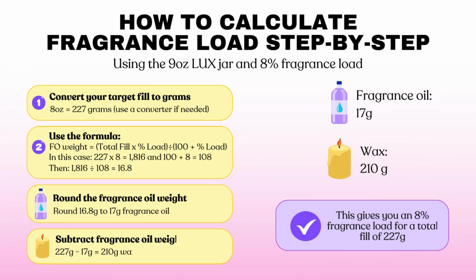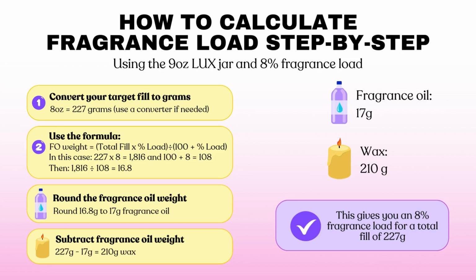Let's break down how to calculate fragrance load using a real-world example. I love the 9-ounce Luxe candle jars from Village Craft and Candle. So let's say we're using one of those and your goal is to fill it with 8 ounces in total. That includes both wax and fragrance oil. So first we need to convert ounces to grams so that we know what to target. And that means 8 ounces is equal to 227 grams.